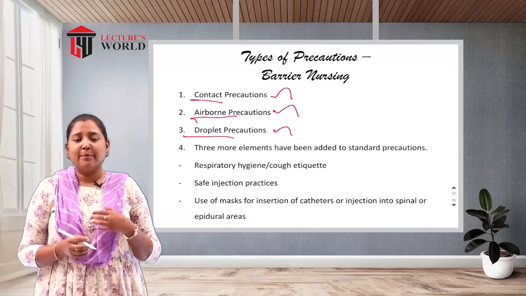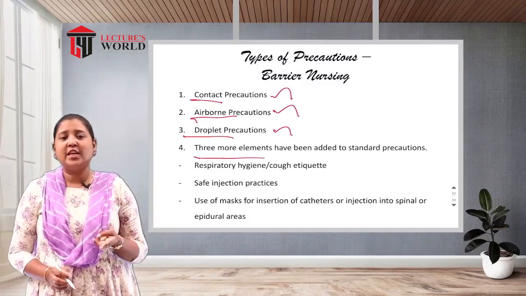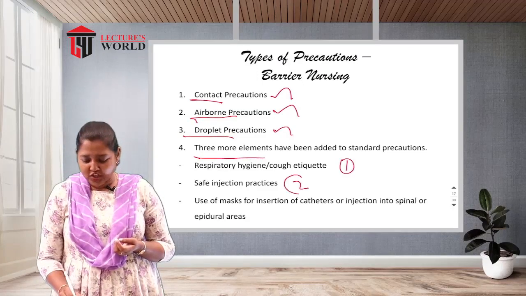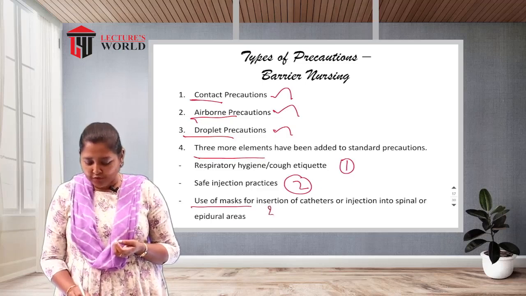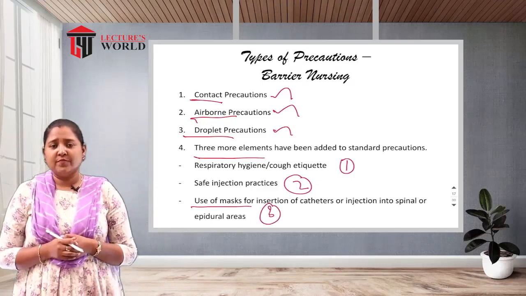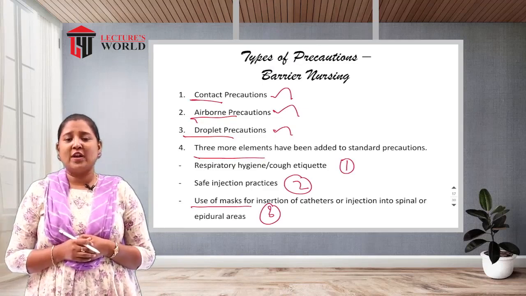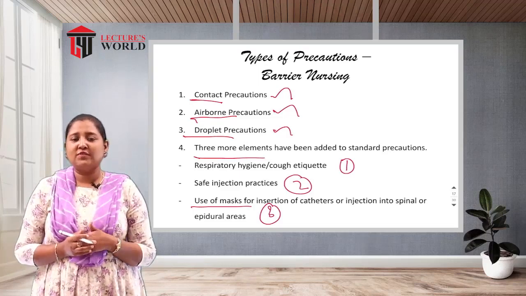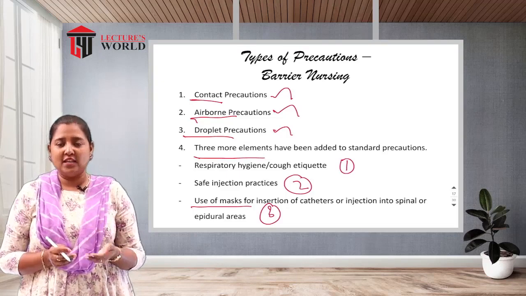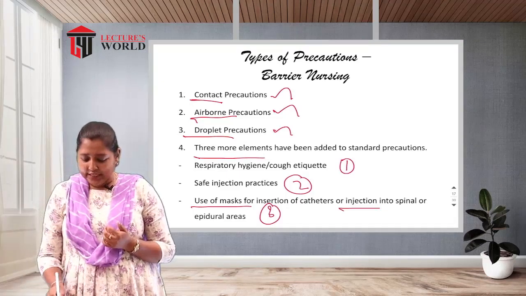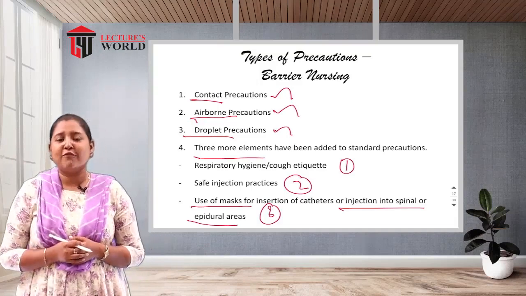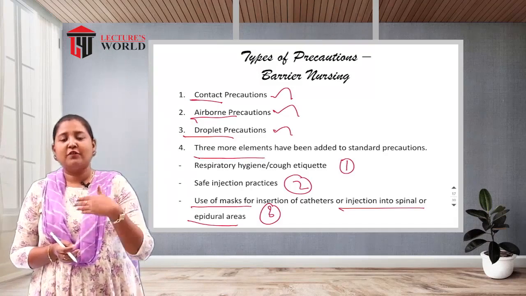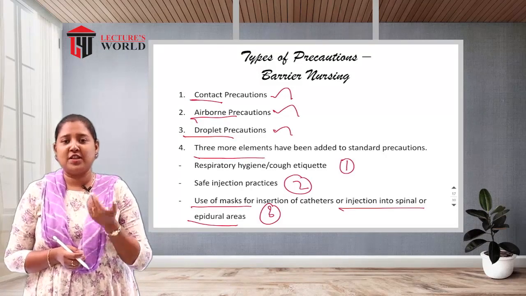Now recently, apart from these three elements, another three elements have also been added. One is respiratory hygiene, second is safe injection practice, and third is use of mask while doing procedures. Usually we do not use a mask while doing epidural anesthesia or spinal anesthesia. But nowadays, it has been newly added that even while doing any injection or catheter procedures, you have to use a face mask so that you can avoid infection from the medical staff to the patient or from the infectious patient to the medical staff.